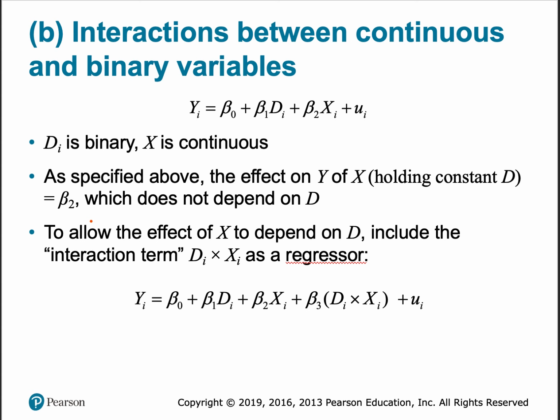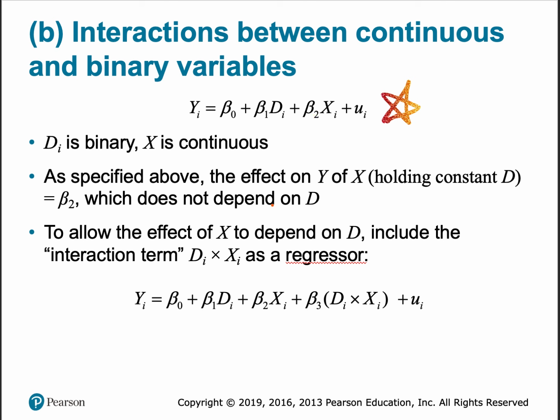Look at this regression: yi equals beta naught plus beta 1 times di plus beta 2 times xi. D is a binary variable, so d is either 0 or 1. X is continuous, measured on a spectrum. As specified above, the effect on y of x, holding constant d, is equal to the OLS coefficient beta 2.